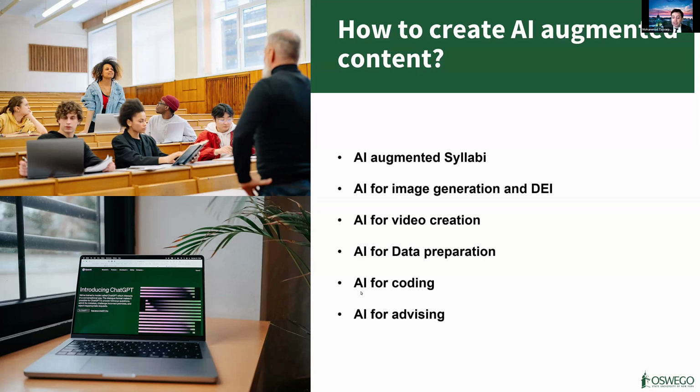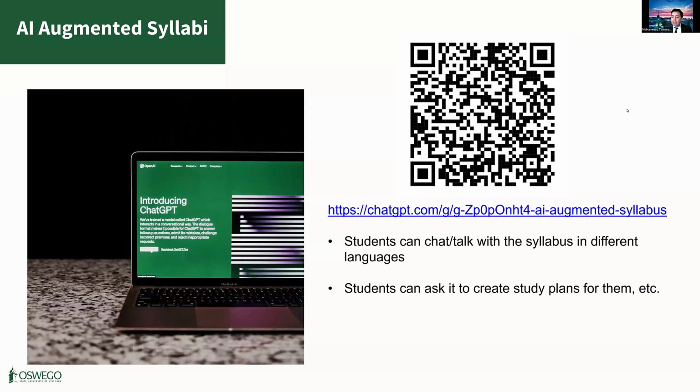I will show you some of the capabilities of AI for coding, and eventually I will show you how I use AI for advising. So let's go to the first part. If you have GPT version 4, the premium version, you can scan this barcode here, please, and interact with my syllabi. I have put 3 of my syllabi from winter and spring on this GPT.